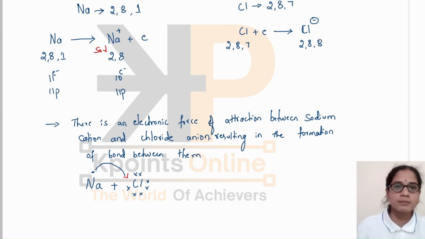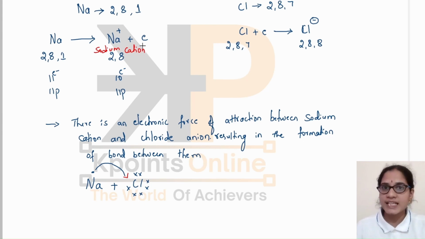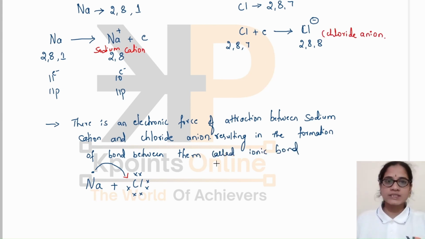This is sodium cation. Always the element which loses the electron is called a cation, and the element which gains an electron becomes an anion. This will be chloride anion. And now the electrostatic force of attraction between sodium cation and chloride anion results in the formation of sodium chloride. Sodium loses an electron to become sodium cation, and chlorine gains an electron from sodium to form chloride anion.